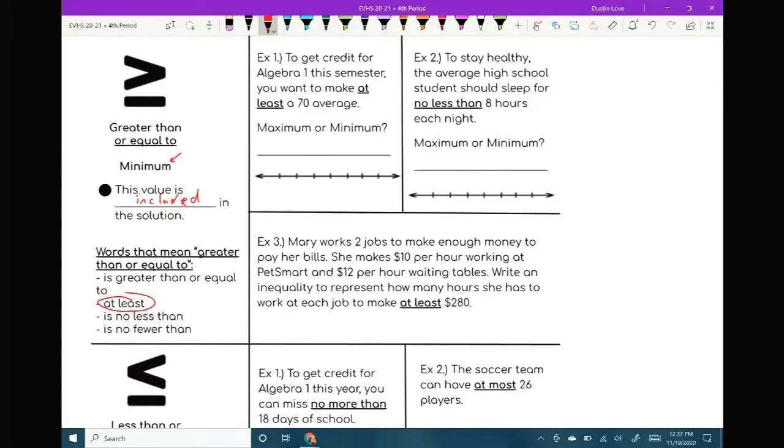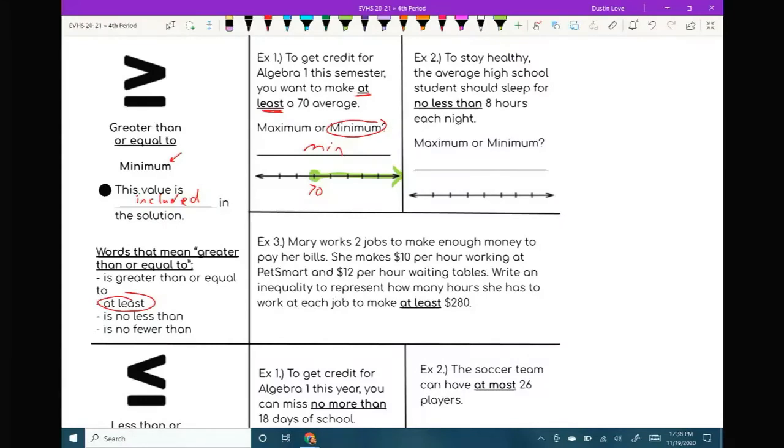Okay, to get credit for Algebra 1 this semester, you want to make at least a 70 average. That at least tells me that it's going to be a minimum. And again, here's our 70. This one I'm going to put a closed dot on because at least means 70 counts as well. And then we're going to go up. I would actually argue that that's not exactly a correct statement. If you wanted to be really accurate, you'd say a 69.5, because that way it'll round up, but whatever. We'll go with it as it's written.